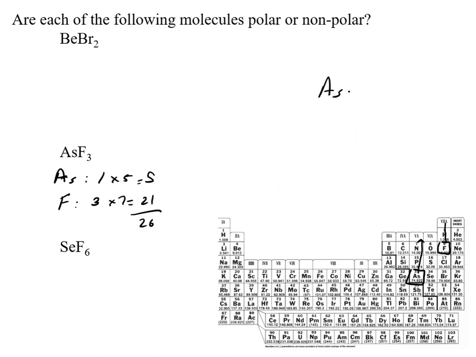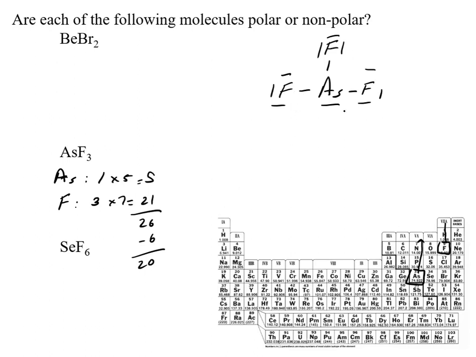Arsenic is my central atom. It's 3 fluorines around it. Okay, so I used up 6 doing that, gives me 20. And I have 2, 4, 6, 8, 10, 12, 14, 16, 18, and then I have 2 more, which is 20. So it goes there.